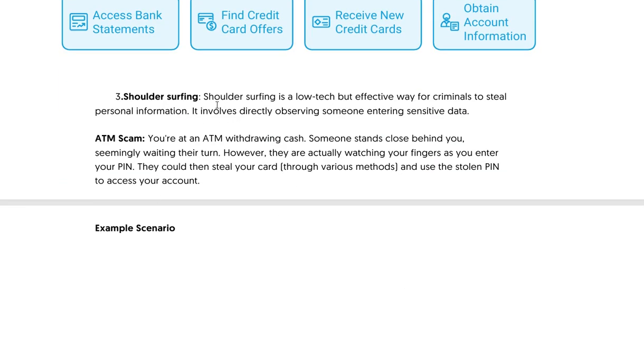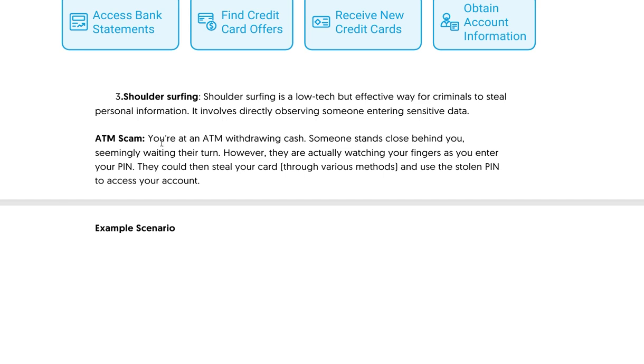Next, shoulder surfing. For example, you take your mobile and type the lock number to unlock it, and your friend is standing behind you, looking at you silently. That is nothing but shoulder surfing. It is a low-tech but effective way for criminals to steal personal information, where it involves directly observing someone entering sensitive data.